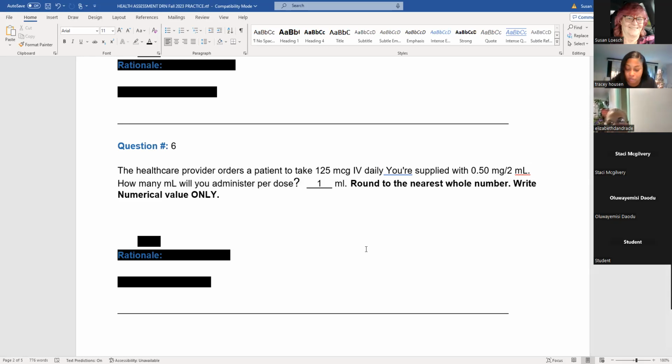Everybody got their numbers out? Is it 0.5? Did everybody have their numbers out to do the calculation? Yes.